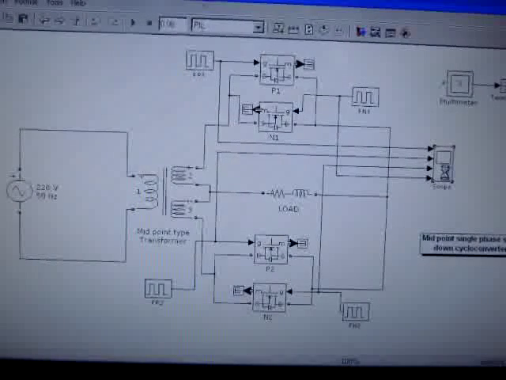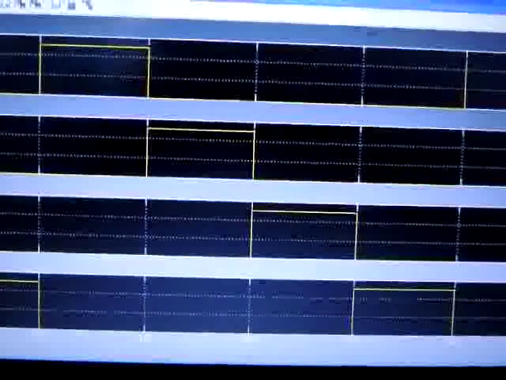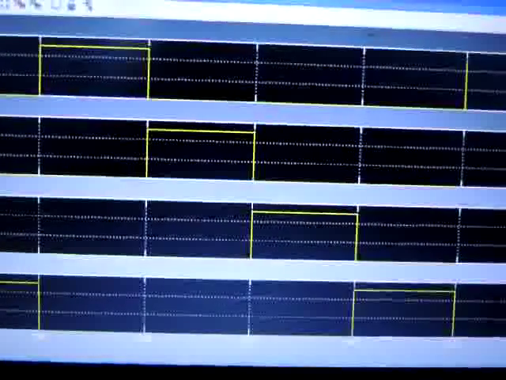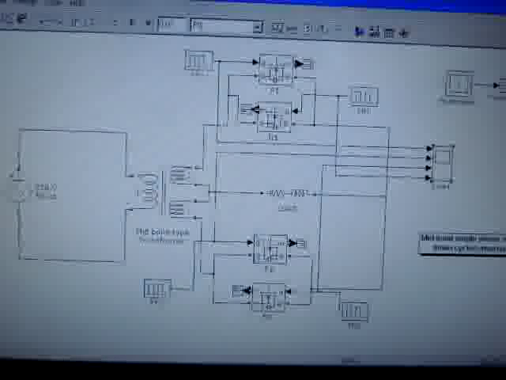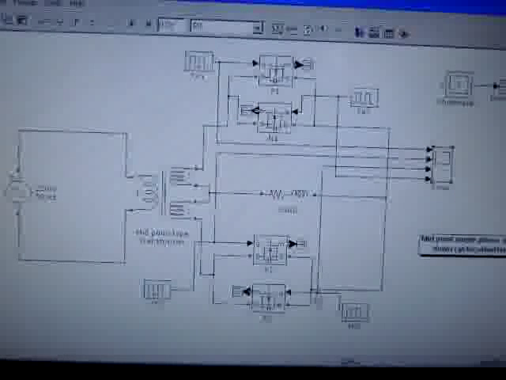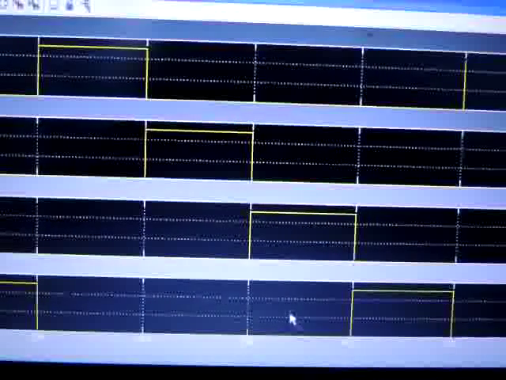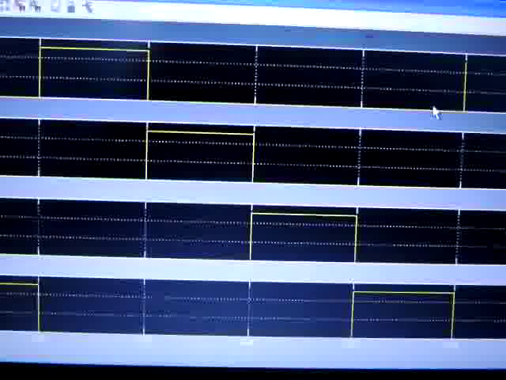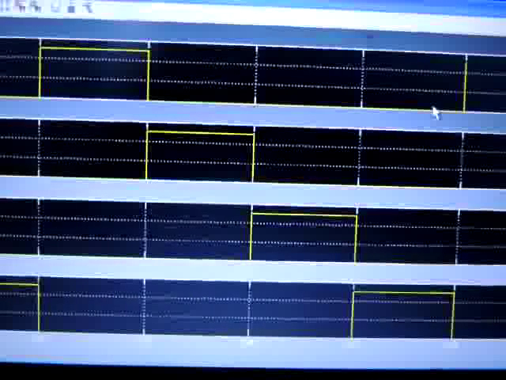Interestingly, in the same circuit, you can see these also. These are the firing pulses which I am providing to the switches. First one is for P1, second one is for P2, then third one is for N2, and fourth one is for N1. So P1, P2, then N2 and N1. This is the firing sequence which we have to follow for the case where the output voltage frequency required is half of the input voltage frequency.